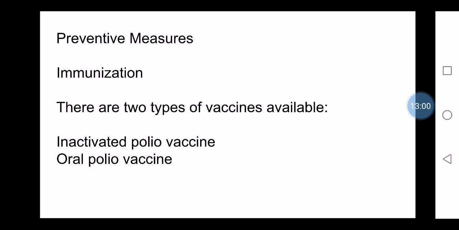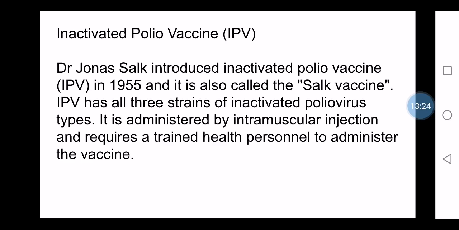Then when we look into the preventive measures, we can see immunization is the only prevention. In that we have two types of vaccines present for poliomyelitis, that is IPV and OPV. What is IPV? Inactivated polio vaccine, IPV. And the next one is OPV, that is oral polio vaccine. We are all more familiar with this oral polio vaccine. So first let us see what is IPV. At least you have to remember these two things. I am going to give you a little more information about IPV and OPV.